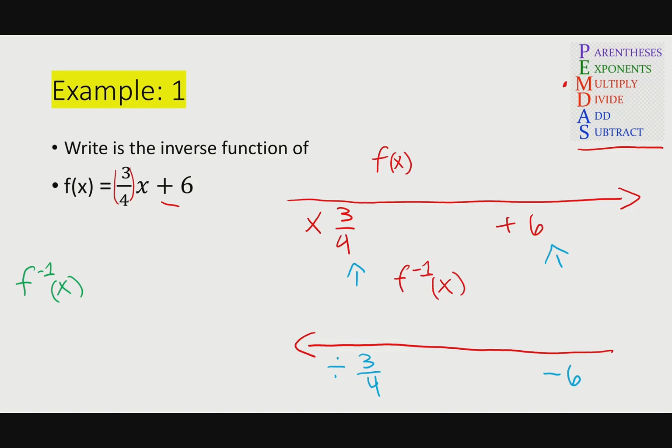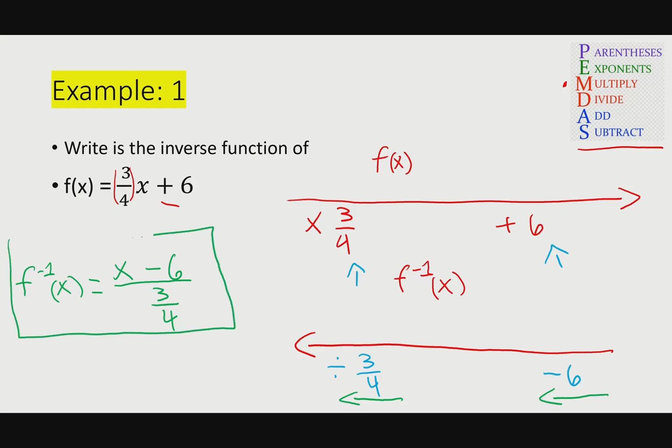We always start with our variable. In our case, our variable is x. And the first thing we want to do going this way is subtract 6 from x. So we take x and we subtract 6. So whatever that value is, we now want to divide that value by 3/4. So if we had x minus 6, we can now divide that whole value by 3/4. And here is our inverse function.